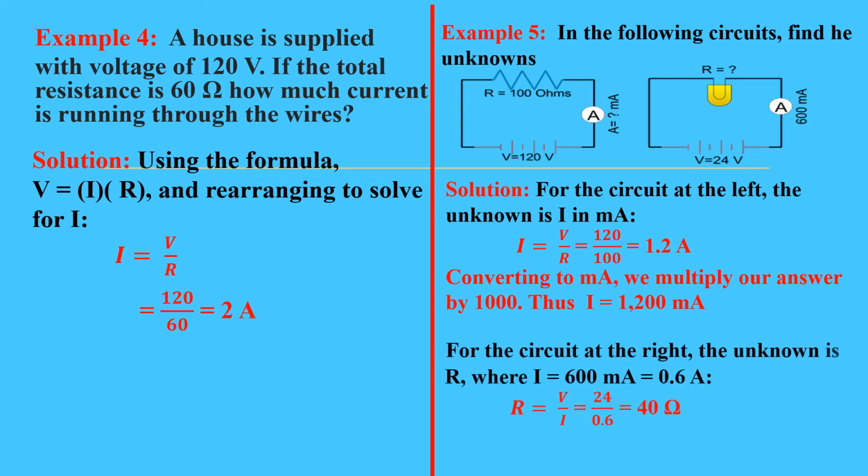For the circuit at the right, the unknown is R, where I is 600 milliamperes, or 0.6 amperes, by dividing 600 by 1,000. So R equals V over I. Substituting the values, we have 24 divided by 0.6, which is 40 ohms.